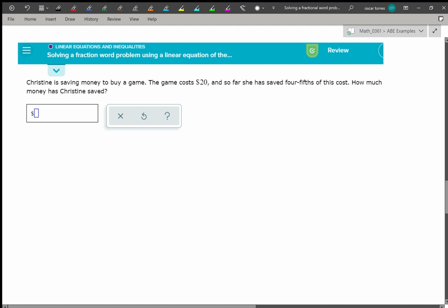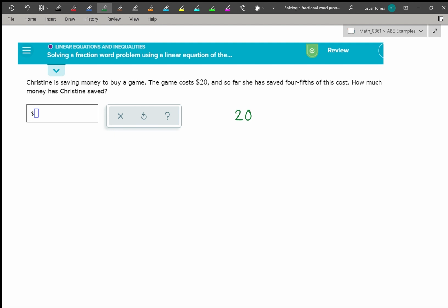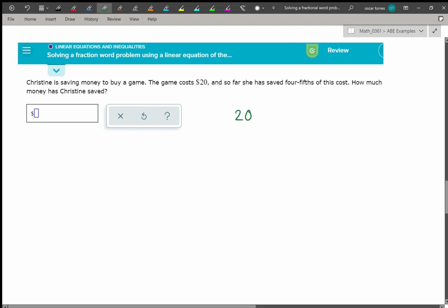This problem tells us Christina's saving money to buy a game. The game costs $20, so we have $20. And so far, she has saved 4/5 of this cost. How much money has Christina saved? Now this problem uses the word of, this cost, and the cost is $20. So when it says she saved 4/5 of this cost, we're not putting an equal sign because we don't see the word is, right? There's no word is in this problem. It says she saved 4/5 of.